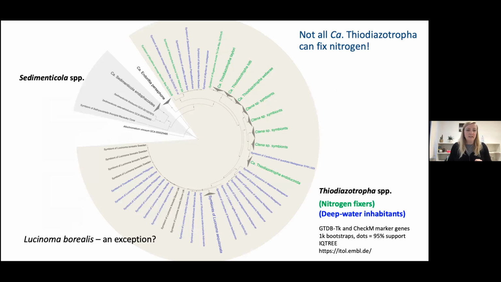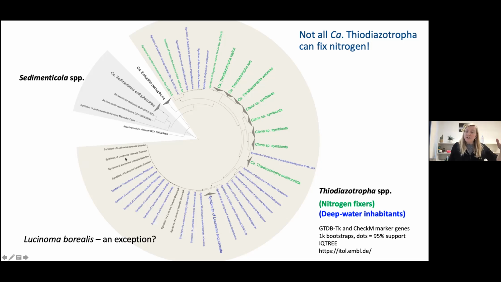You might have seen some exceptions here, some that were not colored in blue. These are all symbionts of a species called Leucinoma borealis. And I'm mentioning this to you as well because it's also found in Sweden. So it colonizes the coastline of the United Kingdom and is also found in very shallow waters in Sweden. So the samples that we collected in Sweden were found from a depth of about 20 meters. So this is an exception.